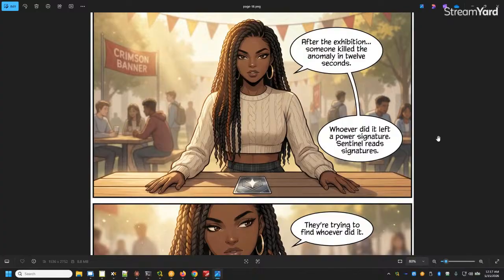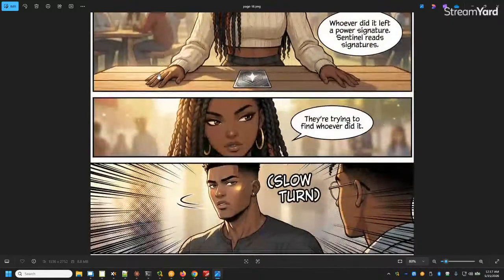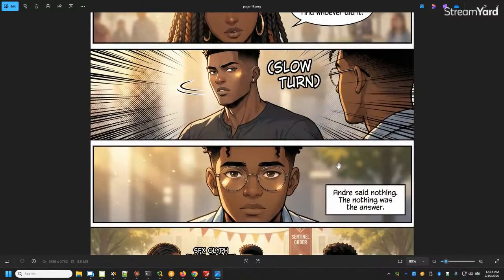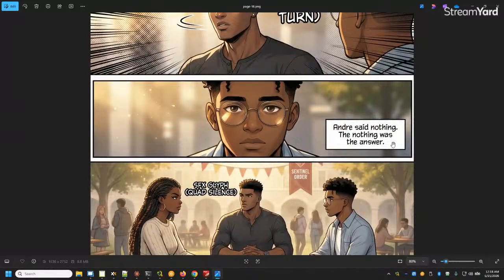After the exhibition, someone killed the anomaly in 12 seconds. Yep. Whoever did it left a power signature. Sentinel reads signatures. Yeah, that's what I kind of figured. Like they're on to him. They know he's a lot more powerful than what he's advertising to be. They're trying to find whoever did it. And of course, everyone knows it's him. Audrey said nothing. The nothing was the answer.